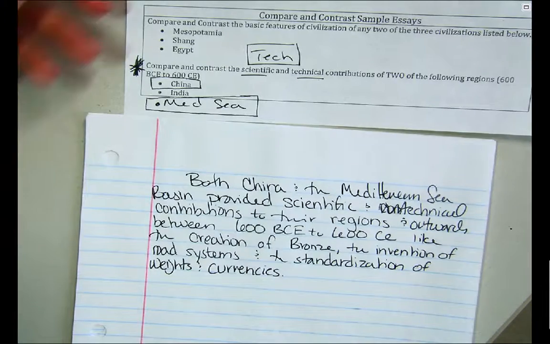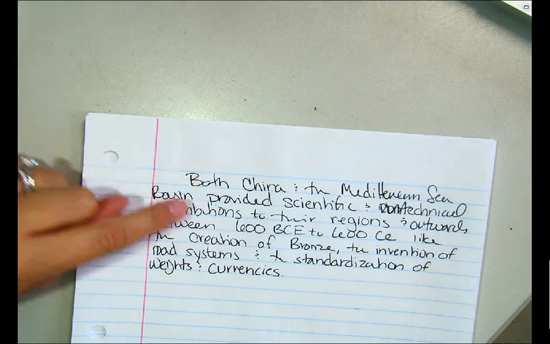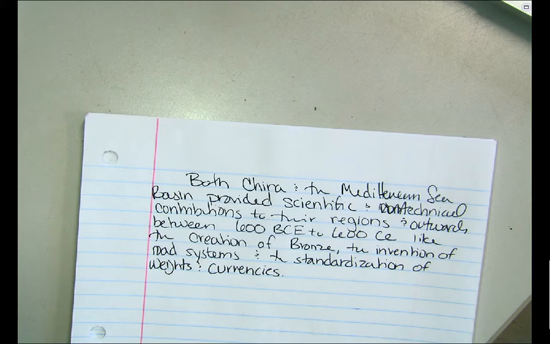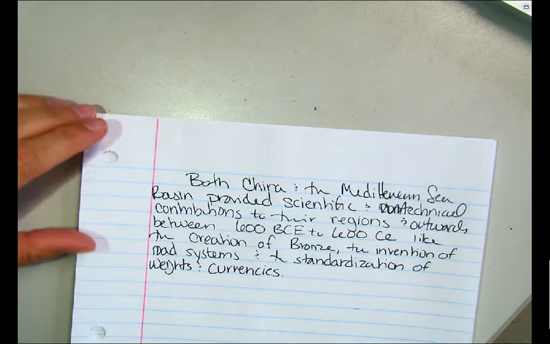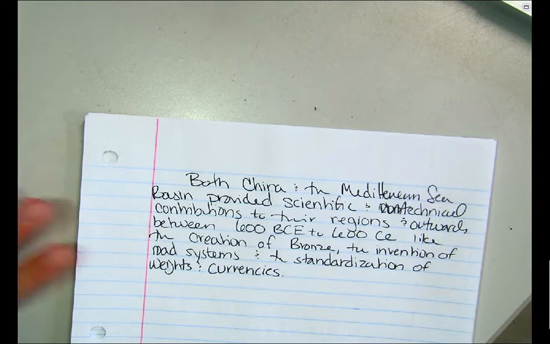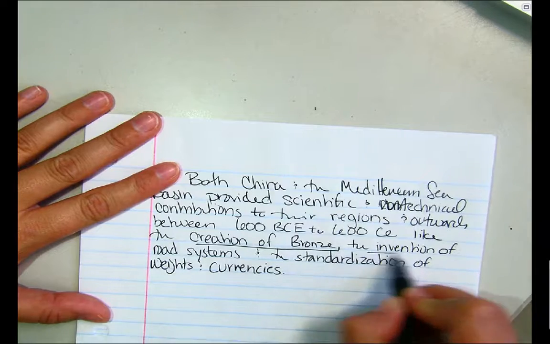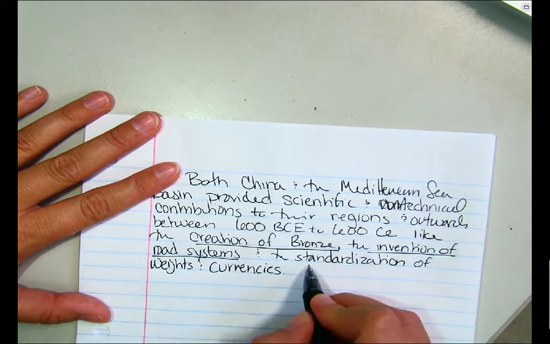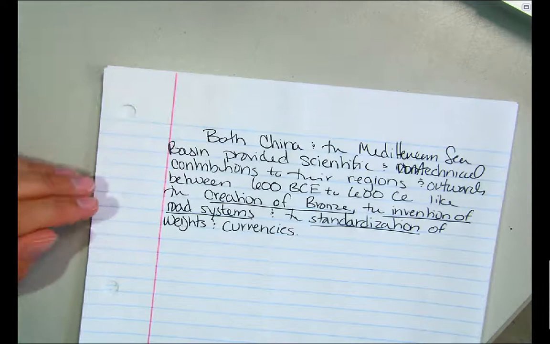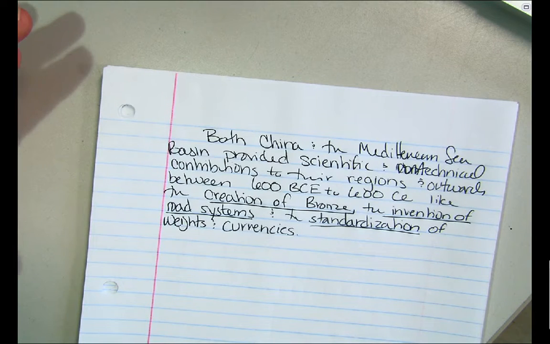There you go. So, I've literally restated the prompt. Both China and the Mediterranean Sea Basin provide scientific and technical contributions to their regions and outwards between 600 BC to 600 CE. Literally just copy the prompt. Everyone's clear on that. Then I've introduced my thesis. I have 3 things that I've brainstormed. That's my thesis. The creation of bronze, that's 1. Invention of road systems, that's 2. And standardization is 3. Does everyone understand what we've just done in one sentence? Everyone's clear on how this works, okay?